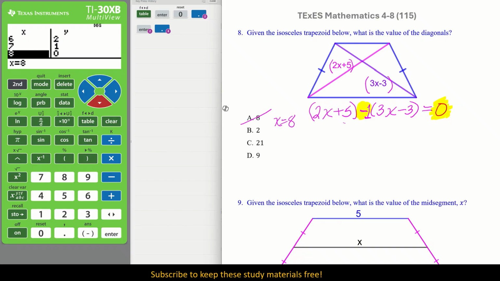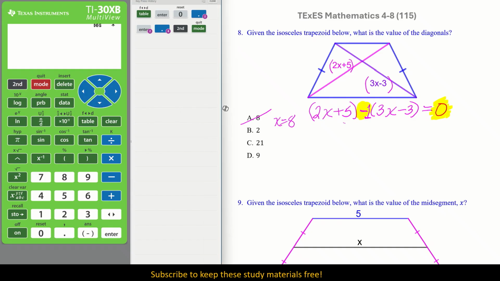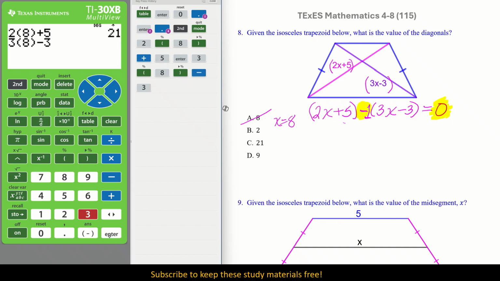Well, this eliminates a for me. Okay? So then all I need to do is substitute 8 in my given for one of my diagonals. Okay, so I'm going to go second mode. Okay, and I'm going to say 2 parentheses 8, close my parentheses, plus 5. I get 21. Now let me check the other one. 3 parentheses 8, close my parentheses, minus 3. Okay, 21. That tells me that the actual value of each of the diagonals is 21.